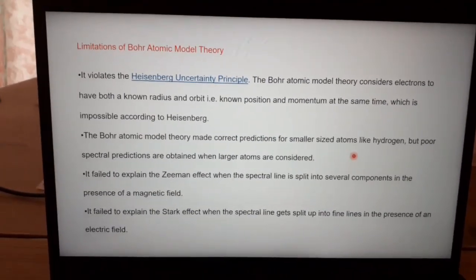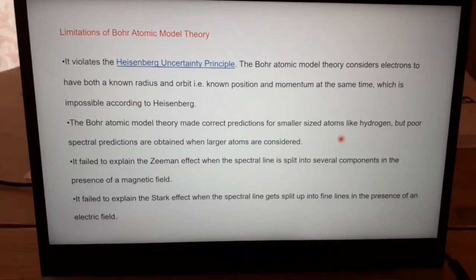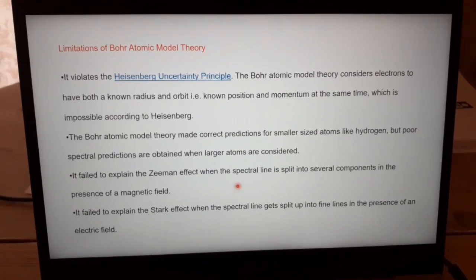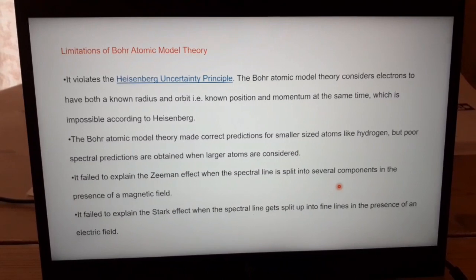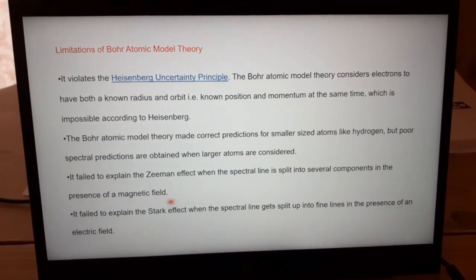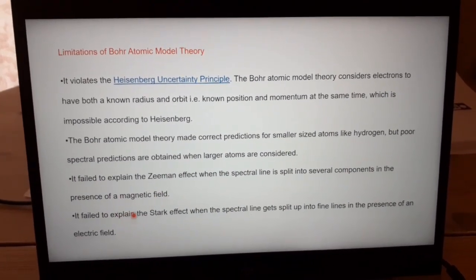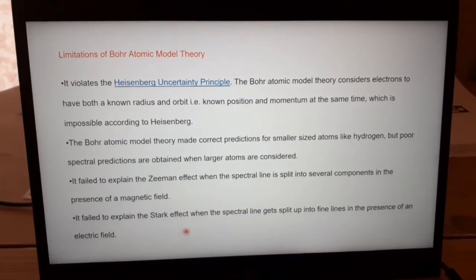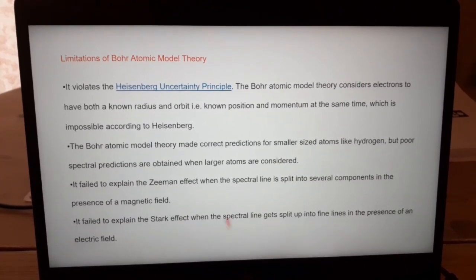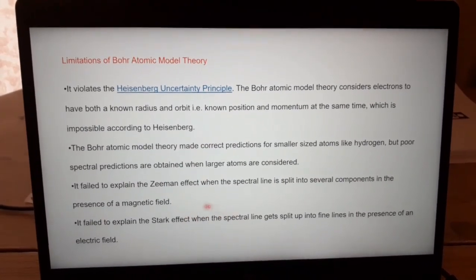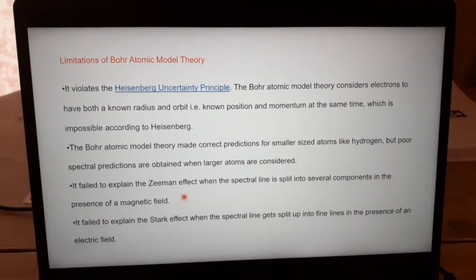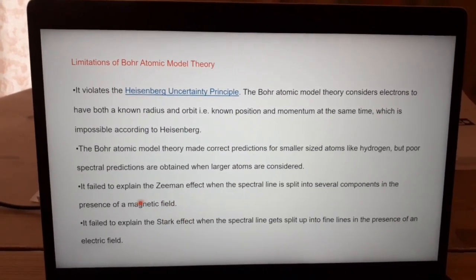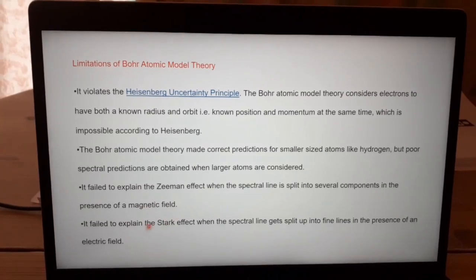All right. Next, it failed to explain the Zeeman effect, where the spectral line is split into several components when a magnetic field is applied. I will also discuss what the Zeeman effect is and how the experiment was carried out. But for Bohr's atomic model, you can consider that Bohr cannot give any explanation for the Zeeman effect when a magnetic field is applied.